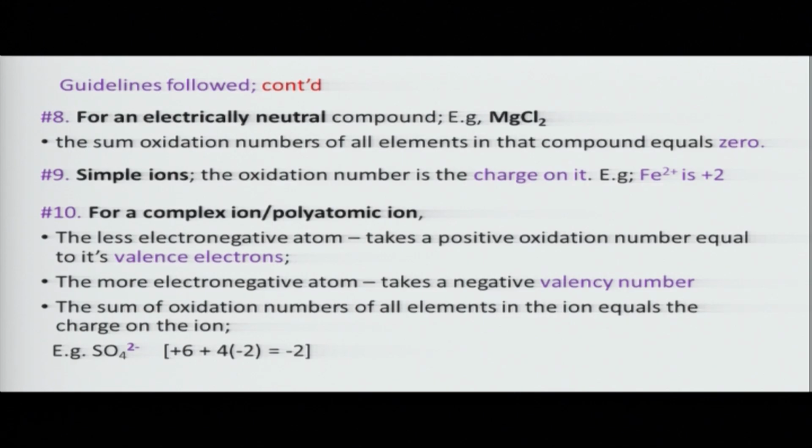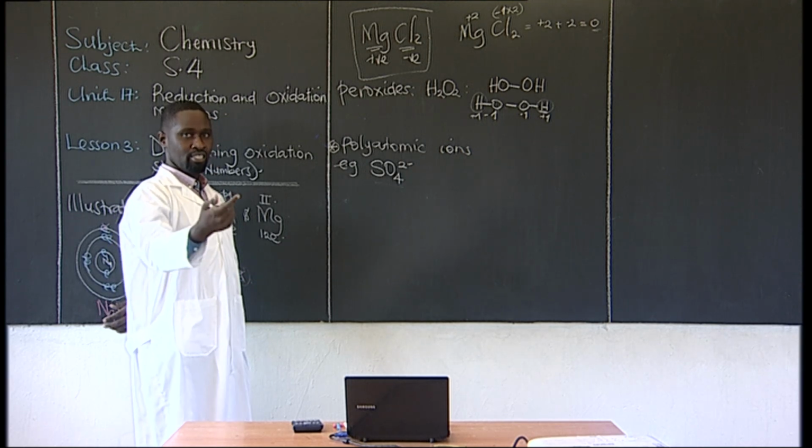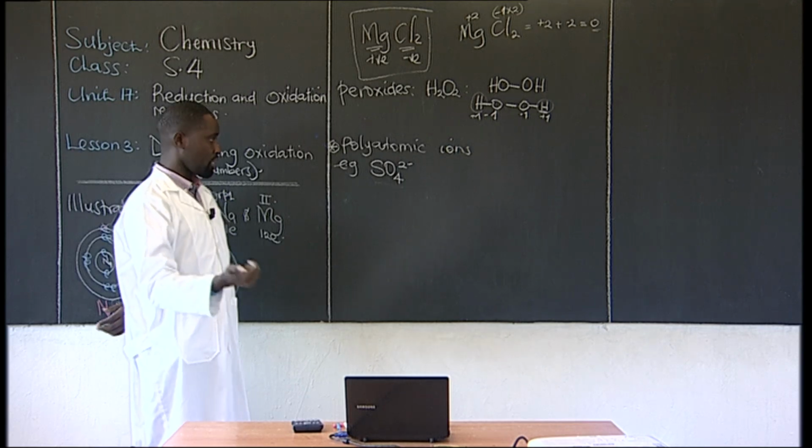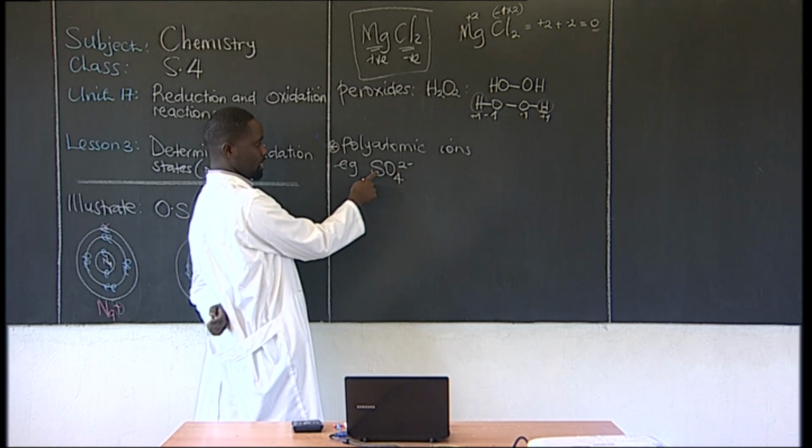Let's look at polyatomic ions. As an example, we're using the sulfate. It has many atoms involved in. So in this case, how do we get the oxidation numbers of this? First aspect is we look at which one is having the higher tendency of gaining electrons. That is more electronegative, which is oxygen. So oxygen will attain a negative, sulfur will attain a positive.